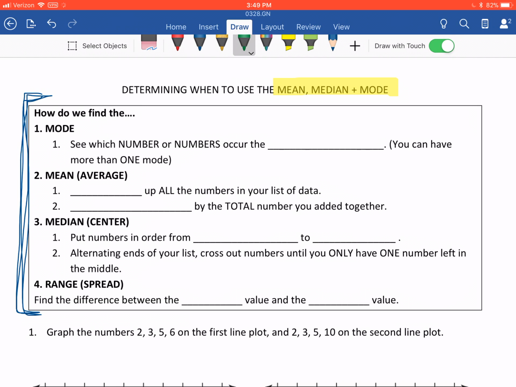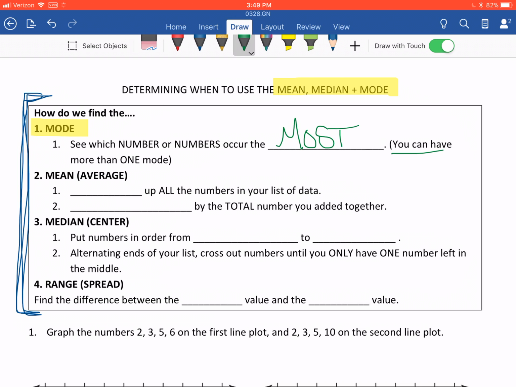Welcome back. Let's take a look. How do we find the mode? The mode. We need to see which number or numbers occur the most. You can have more than one mode. That's important to remember. Our second vocabulary word is the mean, also referred to as the average.